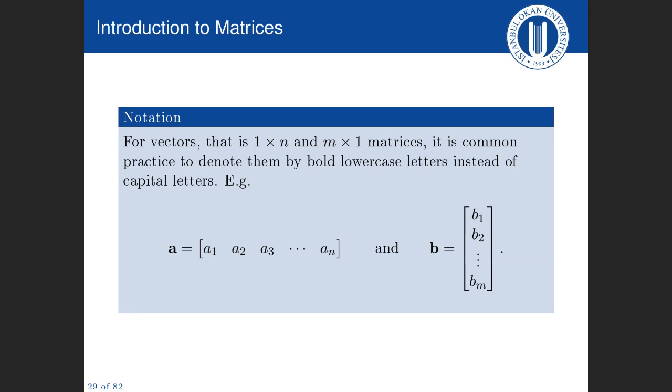For vectors, and what I mean is 1 by n and m by 1 matrices, it's common practice that instead of using capital letters, we use bold lowercase letters. So for example, bold a, or if you're using a pen, we could write underlined a, is a row vector or a 1 by n matrix, and bold b, or underlined b if I'm using a pen, is a column vector or n by 1 matrix.